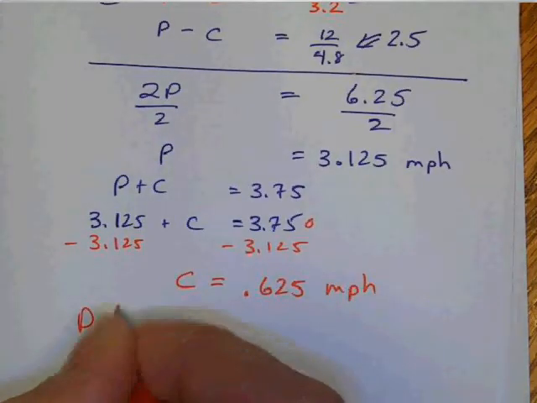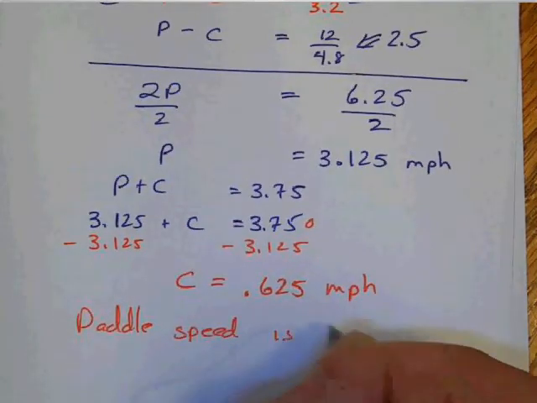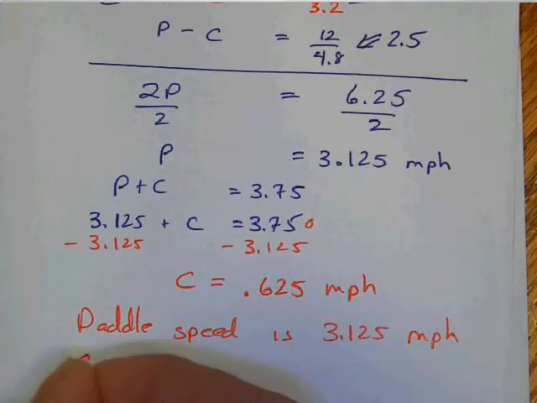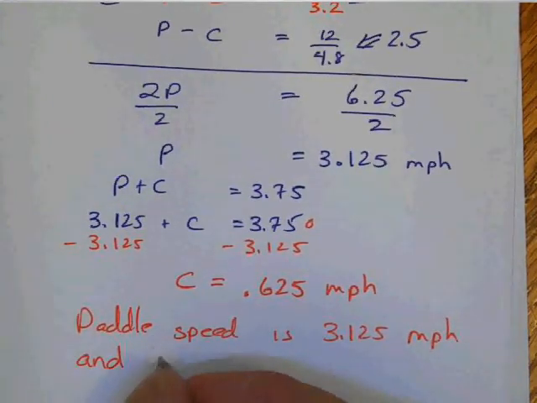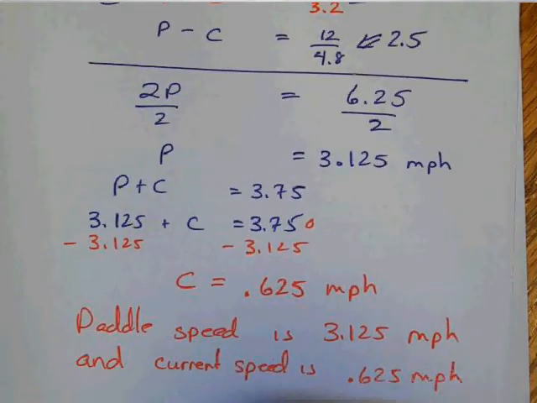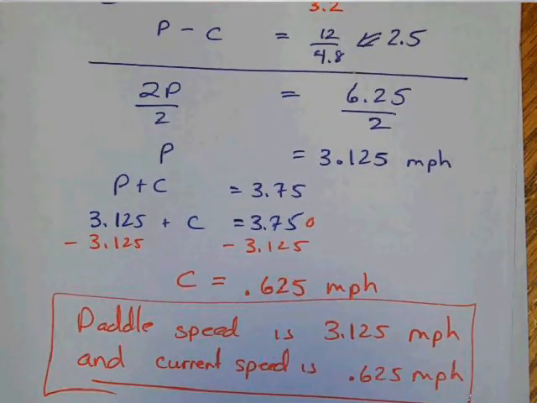So we can write our answer. The paddle speed is 3.125 miles per hour, and the current speed is 0.625 miles per hour. So these are two different methods with which we can do distance, rate, and time problems.